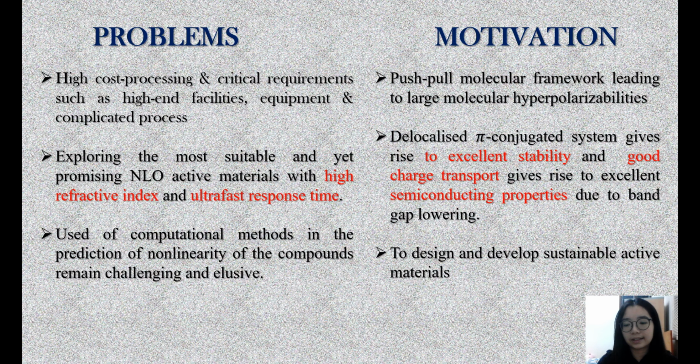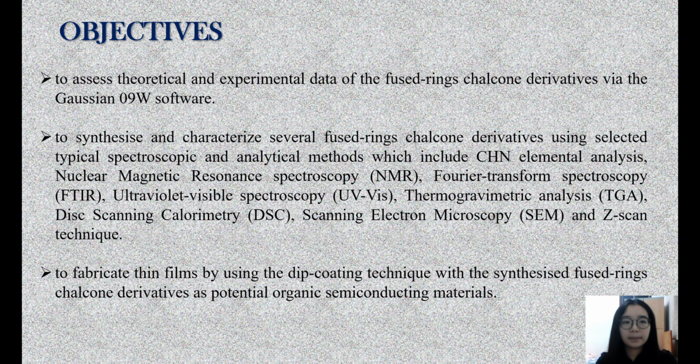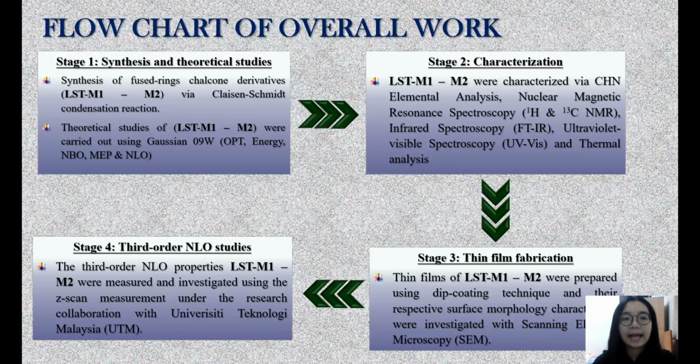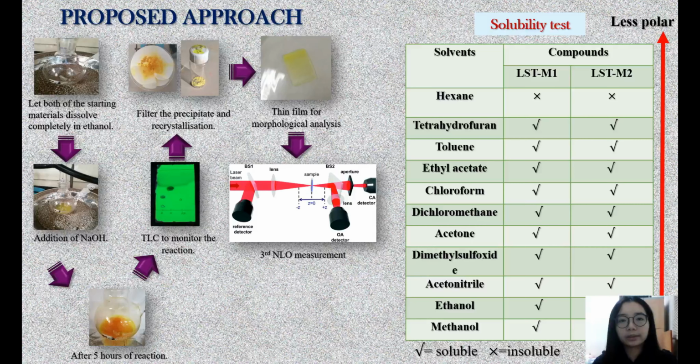The main objectives of this study are to assess the theoretical as well as the experimental data with the use of quantum computational methods. Besides that, it is to synthesize and characterize the targeted compounds using selective spectroscopic and analytical approaches. Finally, it is to fabricate thin films using the dip coating method. Here is a list of the literature reviewed and the flowchart of the overall work.